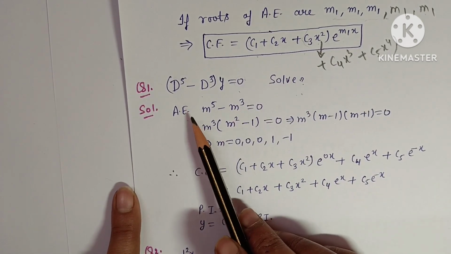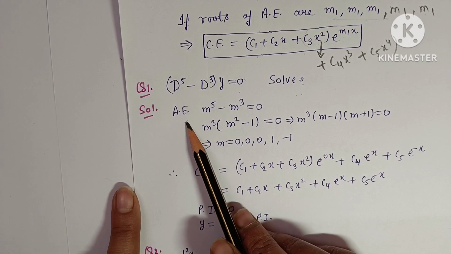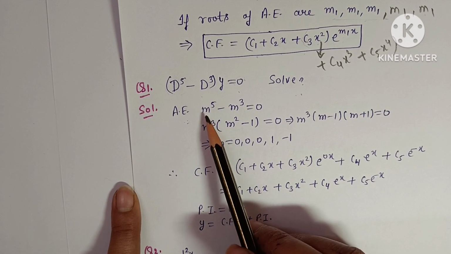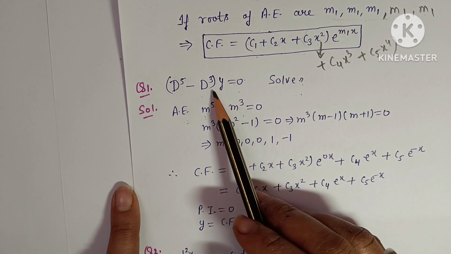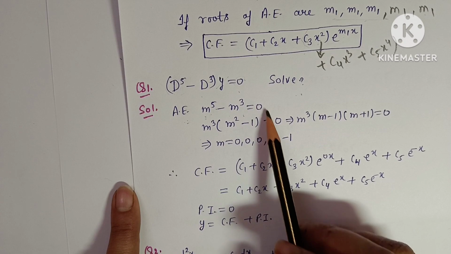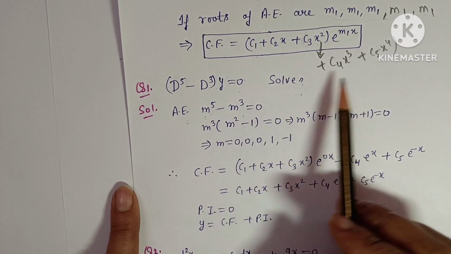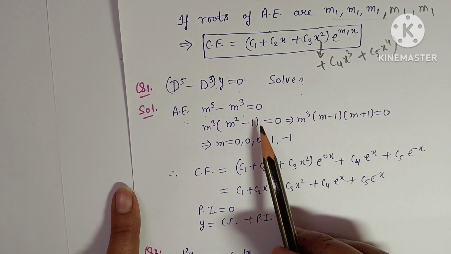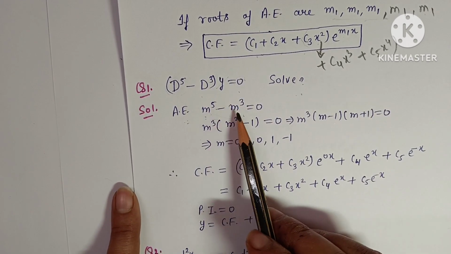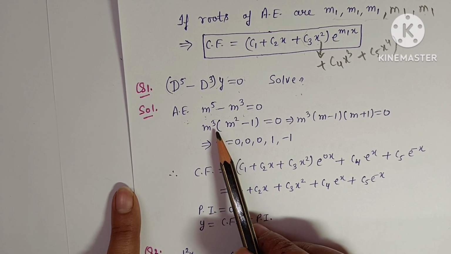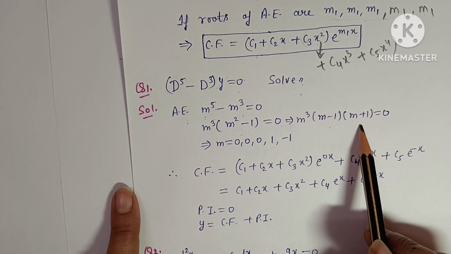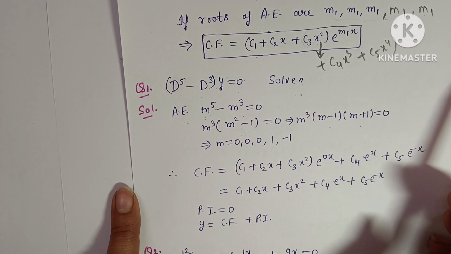For CF, first we write the auxiliary equation. For the auxiliary equation, you replace this D by m. So you have m to the power 5 minus m cube equal to 0. In the auxiliary equation there will be no y, no x, no dependent or independent variable, only m and constants. From this equation you can take m cube as common. So you have m cube (m square minus 1) equal to 0. m square minus 1 is m minus 1 times m plus 1, by the identity a square minus b square.